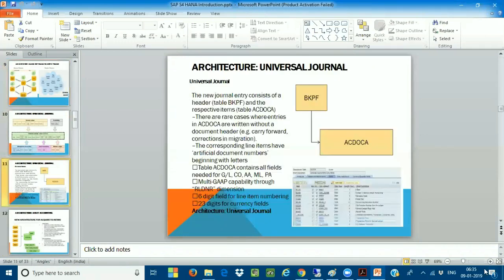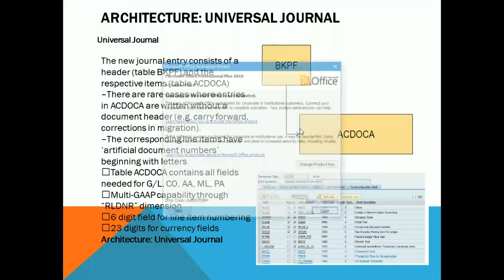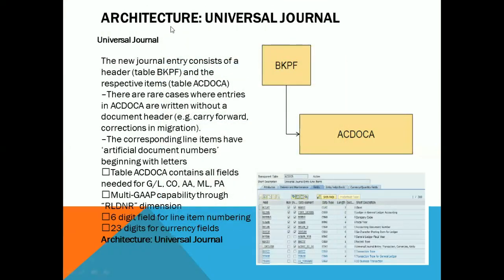See here. When we discussed the architecture of the universal journal entry table, this is what I told them: multi-GAAP capabilities through the RLDNR. RLDNR is nothing but your ledger. I told you this is a certification question, damn sure, a 100% certification question when you are applying for the associate level. So the ACDOCA table has the multi-GAAP capability. What do you mean by multi-GAAP capability?